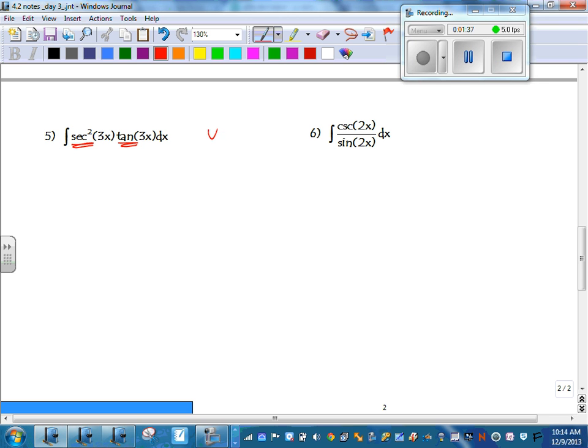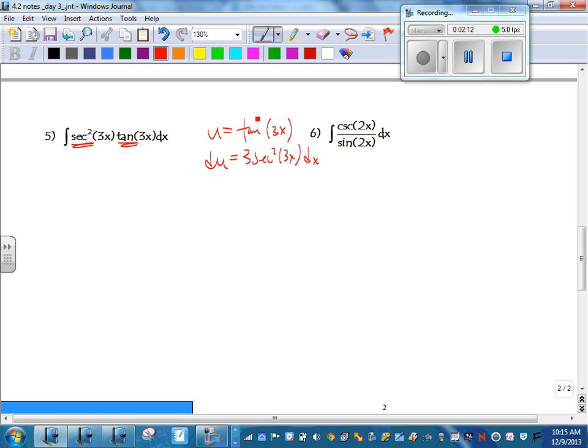We need to figure out a u and a du. What do you think u is going to be, knowing that? Well, we just said that derivative of tangent is secant squared. So if we set u equal to tangent of 3x, du is going to be the derivative of that, secant squared of 3x. But then we have to multiply the derivative of 3x, which is 3. So we kind of take care of both of these with that u substitution.